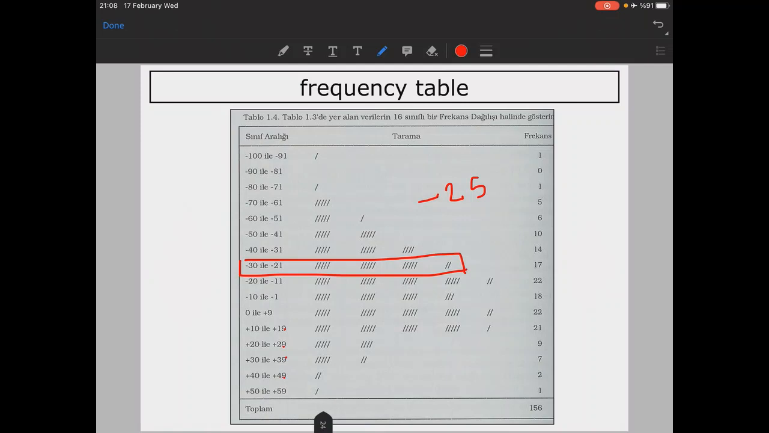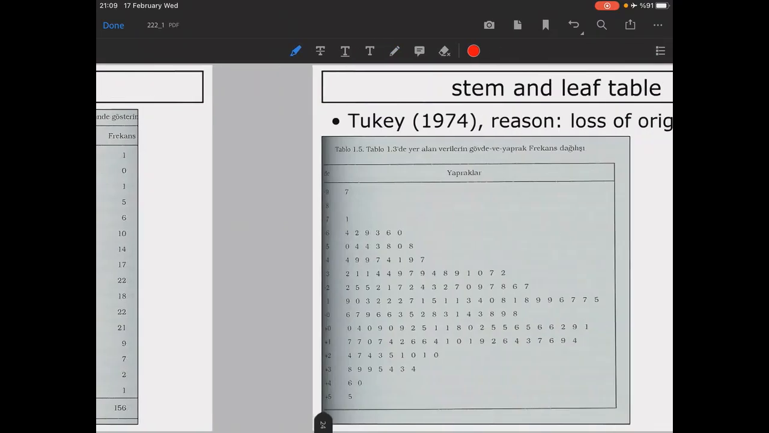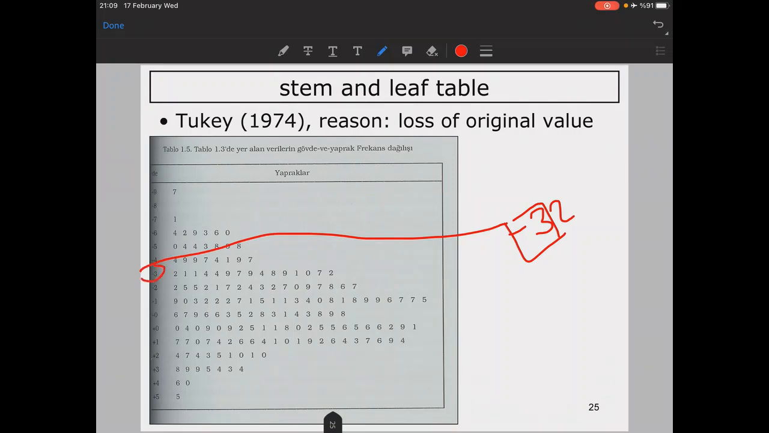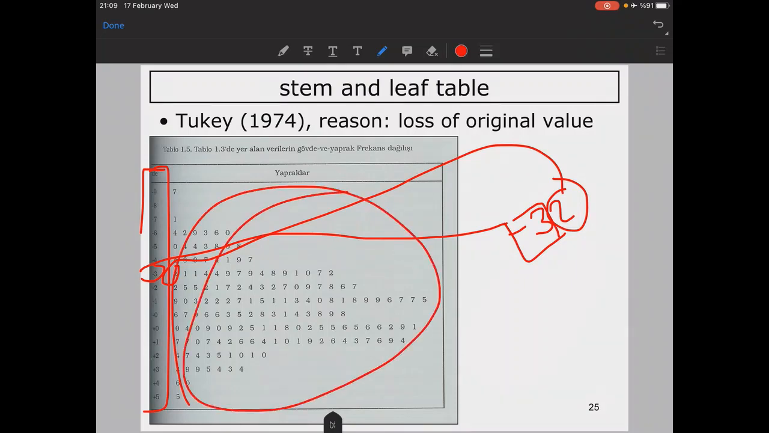But which one is minus 25? Okay, you cannot understand here. Or suppose that all of these data here is minus 21 or minus 29. Okay, 21 or 29. It may be a bit different understanding, right? You have no details here. So for this sense, if you want to put details here, you just put their first number here. For example, for this one, you put this one here as category, but this one as detail. That's it. This is called stem and leaf table.